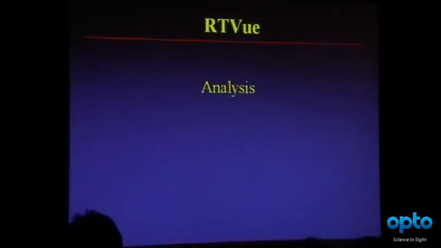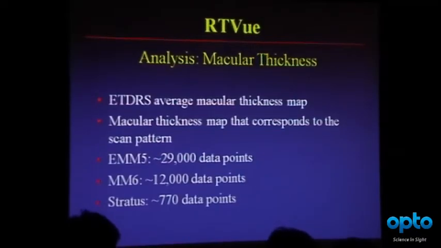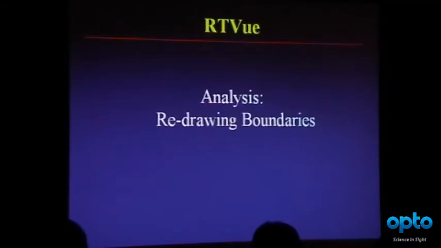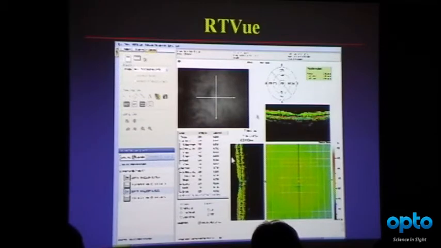So just a few quick words on the analysis features. Again, the number of data points in the EMM5 is very great. It allows you to do more accurate analysis, because even if one of the scans was inaccurate, it can be averaged out from the others. This is an example of the redrawing of the boundaries.